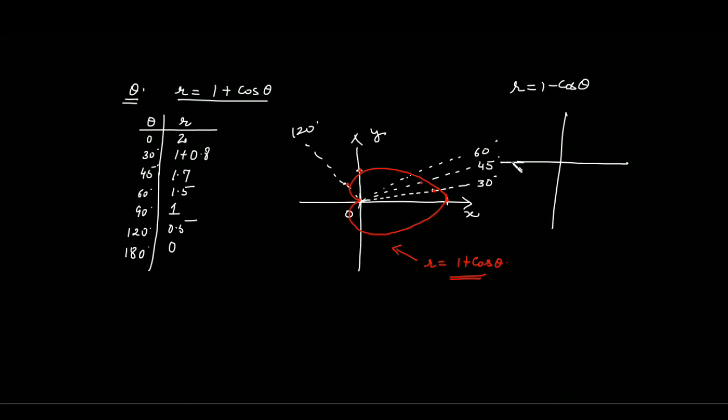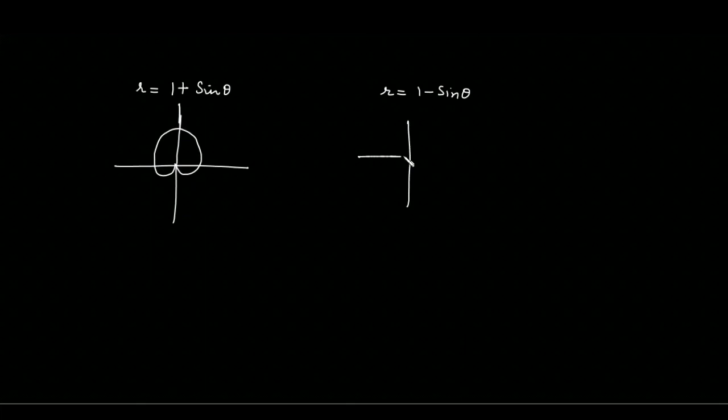Since the graph is symmetrical about x-axis only, and at pi it will become 2, and at 0 it will become 0. So this is the graph of r is equal to 1 minus cos theta. Similarly, the graph of r is equal to 1 plus sine theta and r is equal to 1 minus sine theta. Both these are symmetrical about only y-axis. So the graph will be at 1 plus sine theta, it will become this one. At 1 minus sine theta, at minus 90 degree, it will become 2. So this is the graph of r is equal to 1 minus sine theta.